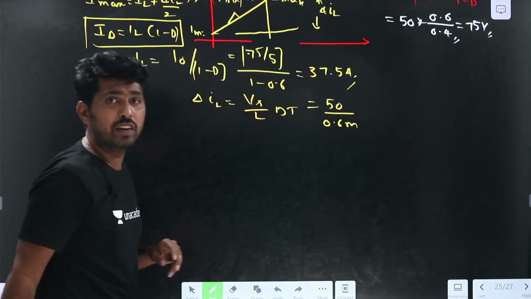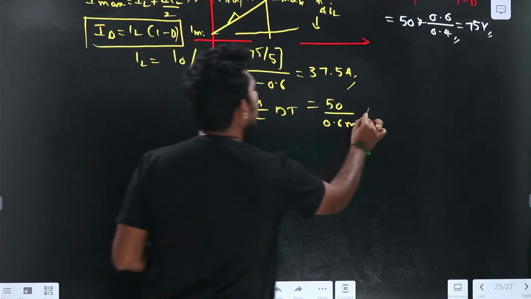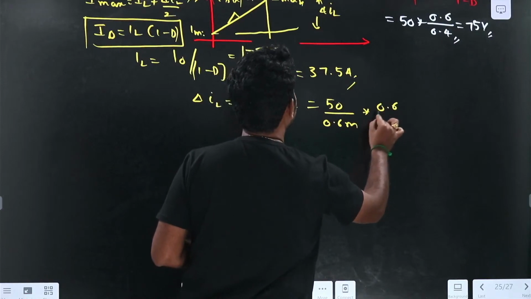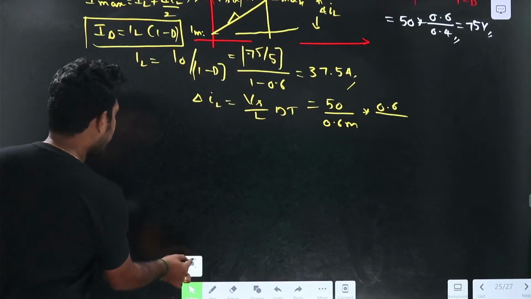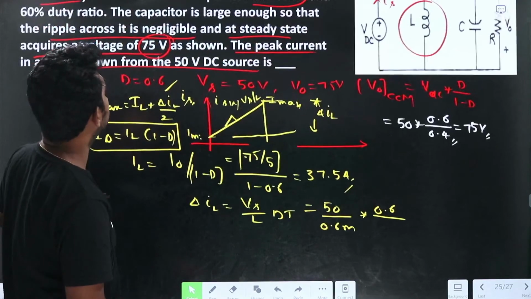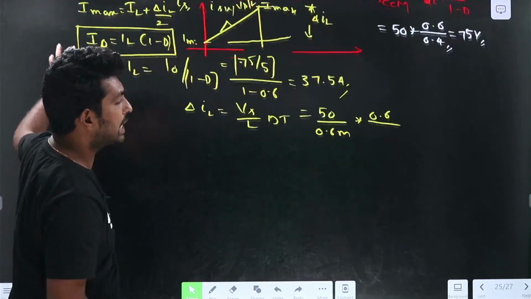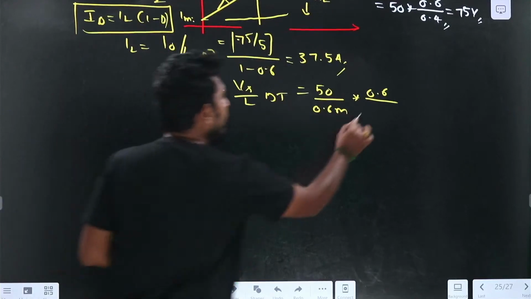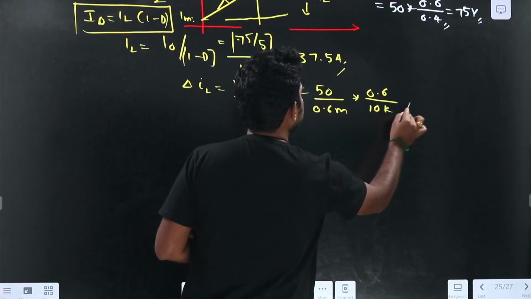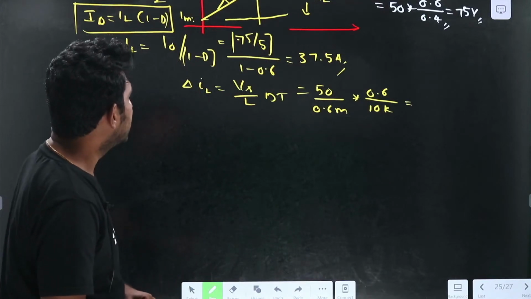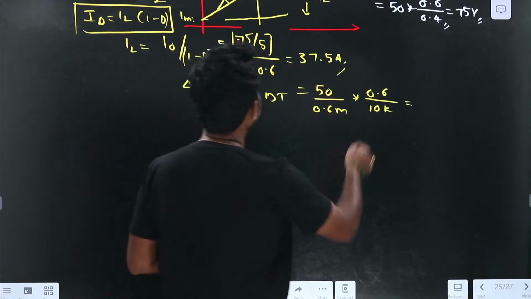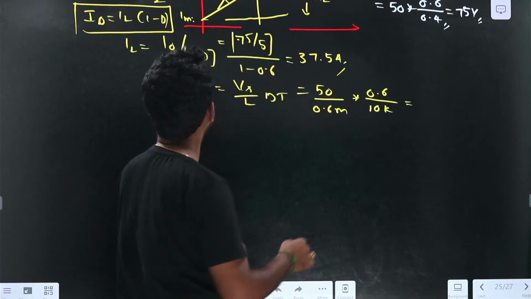So the duty cycle we got as 0.6. T equal to 1 by F we can take. So what is the frequency they have given? They have given the frequency as 10 kHz. So from this I can find the delta IL. So what is the delta IL here? 50 divided by 10k, so 0.6 milli, so it will be 5 amperes.